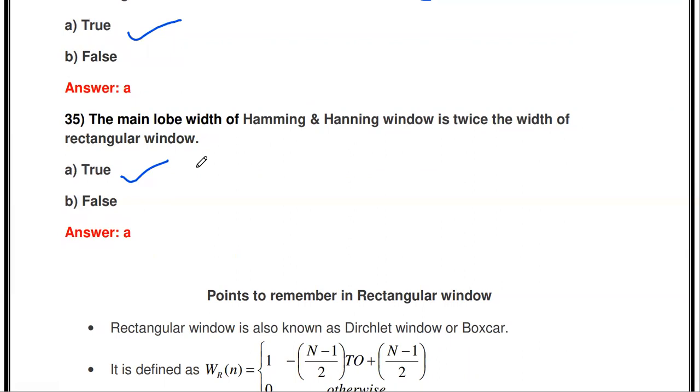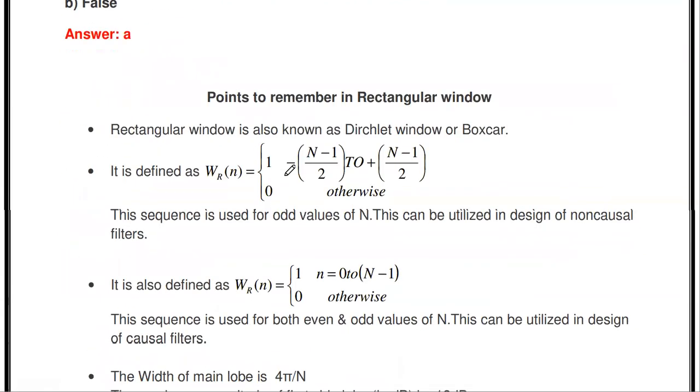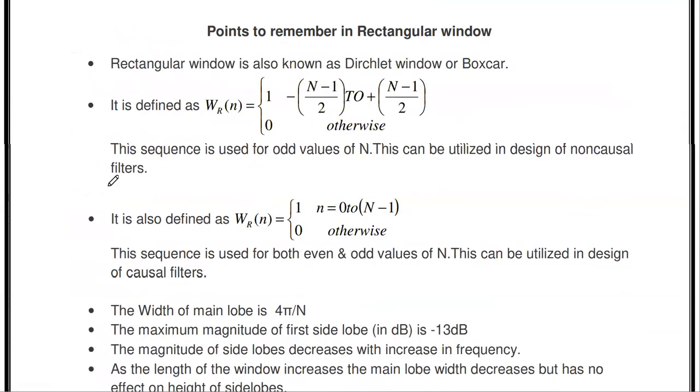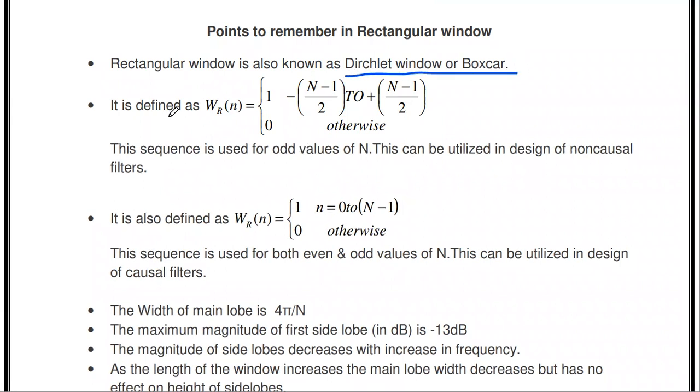So these are some of the questions on the three types of windows. If you want to remember the formulas, just see these points, which I will shortlist. The points to remember for the rectangular window: it is also known as the Dirichlet window or boxcar. This is the rectangular window definition: WR of n is equal to 1 for minus (n minus 1) by 2 to plus (n minus 1) by 2, 0 otherwise. This formula is valid for odd values of n.